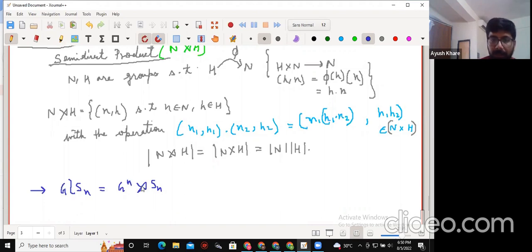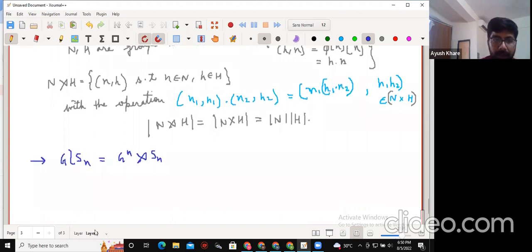Okay. So now, can anyone tell me what is the order of Z mod 2Z wreath product with S3?